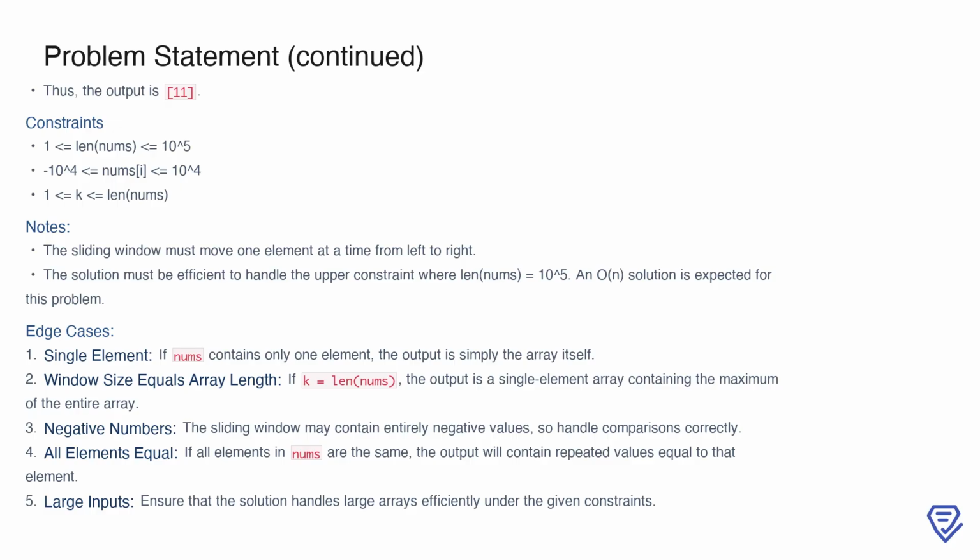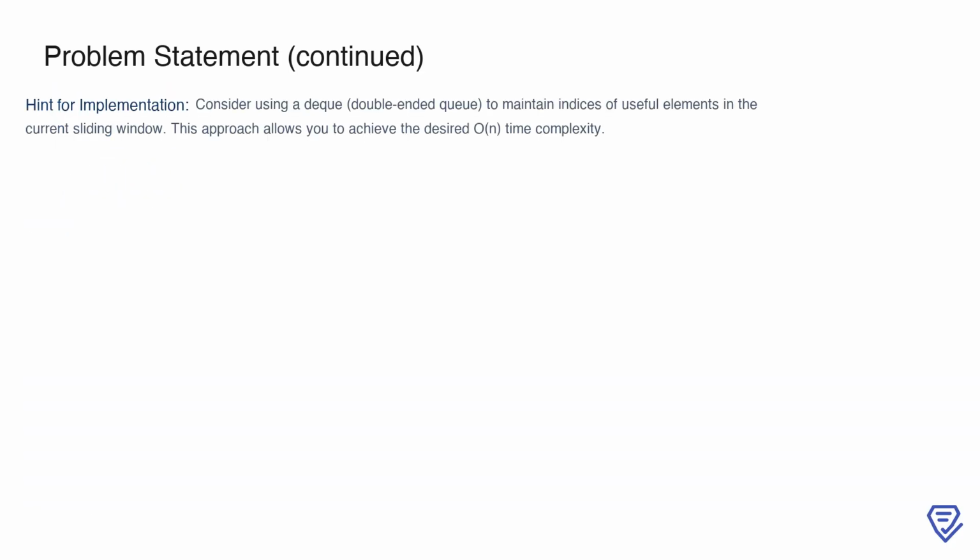Now, let's go over some constraints and edge cases. The constraints of the problem ensure that the solution must be efficient. For example, the length of nums can go up to 100,000, meaning a naive approach that scans each window independently would be too slow. Instead, you need an O(n) solution.